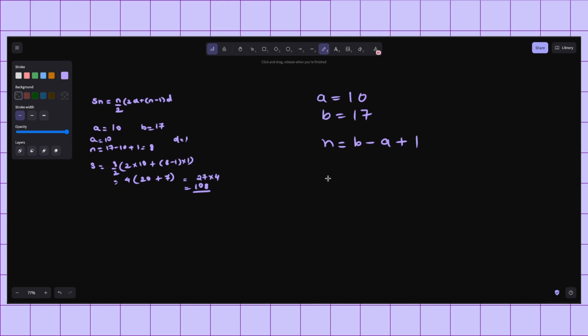So sum will be equal to n by 2, 2a plus n minus 1d, that is n into, we will have this bracket. So this bracket will be 2a, that is 2 into a, plus one bracket n minus 1 into the difference. This bracket will complete, and after this bracket we can simply divide it by 2. Okay, and this is how we will get the answer, and at last we can simply print the summation.